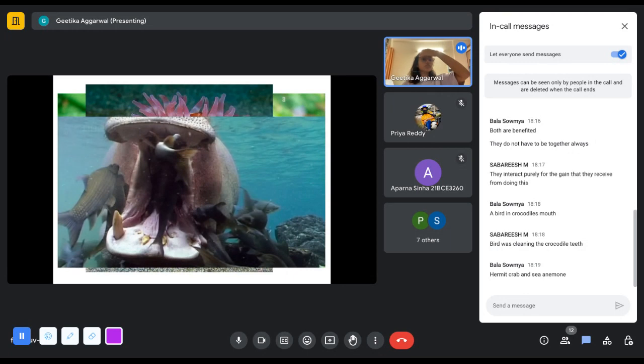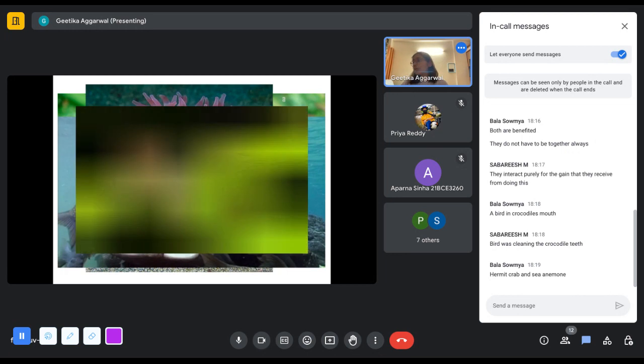So the hippo, in turn, is not going to eat the fish because that would prevent them from coming again to help the hippopotamus. So here, both the species are gaining something. The fish is getting food and nutrition out of this interaction, and the hippo is getting cleaning services.